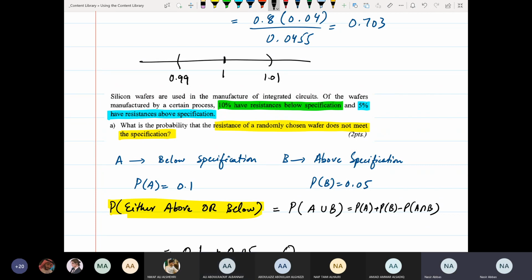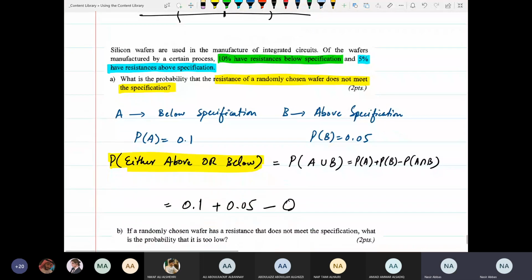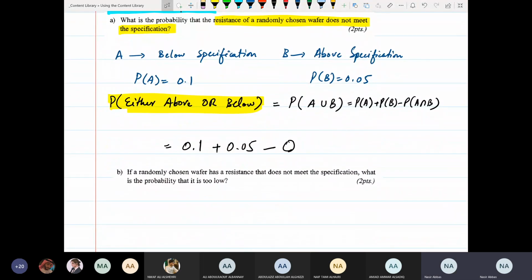No. Of course, no. These two events are mutually exclusive, as Nawaf said. So they cannot occur together. You cannot have a product that is below specification and at the same time above specification. Each product will belong to one of the 3 categories: either it will be below specification, or meeting specification, or above specification. So the intersection probability here, as all of you said, is 0.